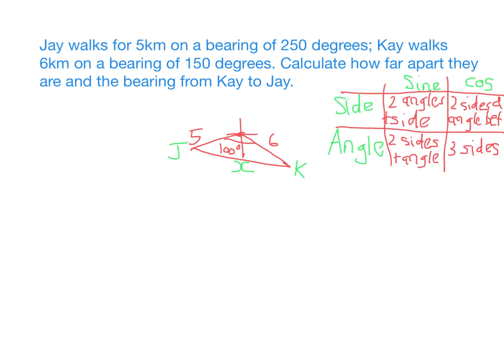So if we are to find sides or angles in a non-right angled triangle, we need to use either the sine or the cosine rule. So they're complementary. You can use them at different times. This table tells you when to use them.